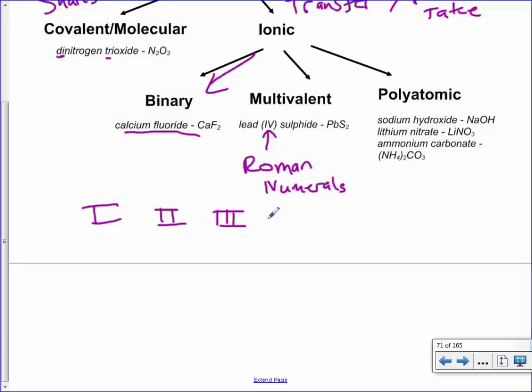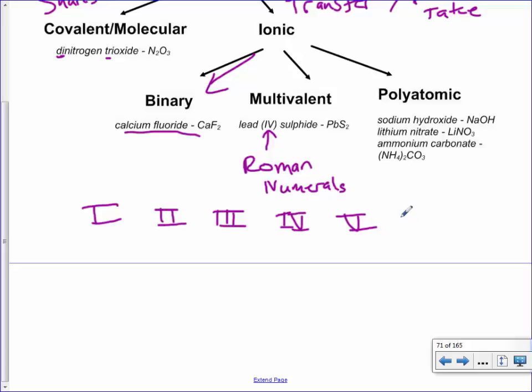I is 3. Okay, so then skip 1. 5 is a V. So the way they figured out how to do 4 is it's 1 before 5. It's actually IV. So what this means is that we have 5, but we want 1 number before 5. So IV is 4.